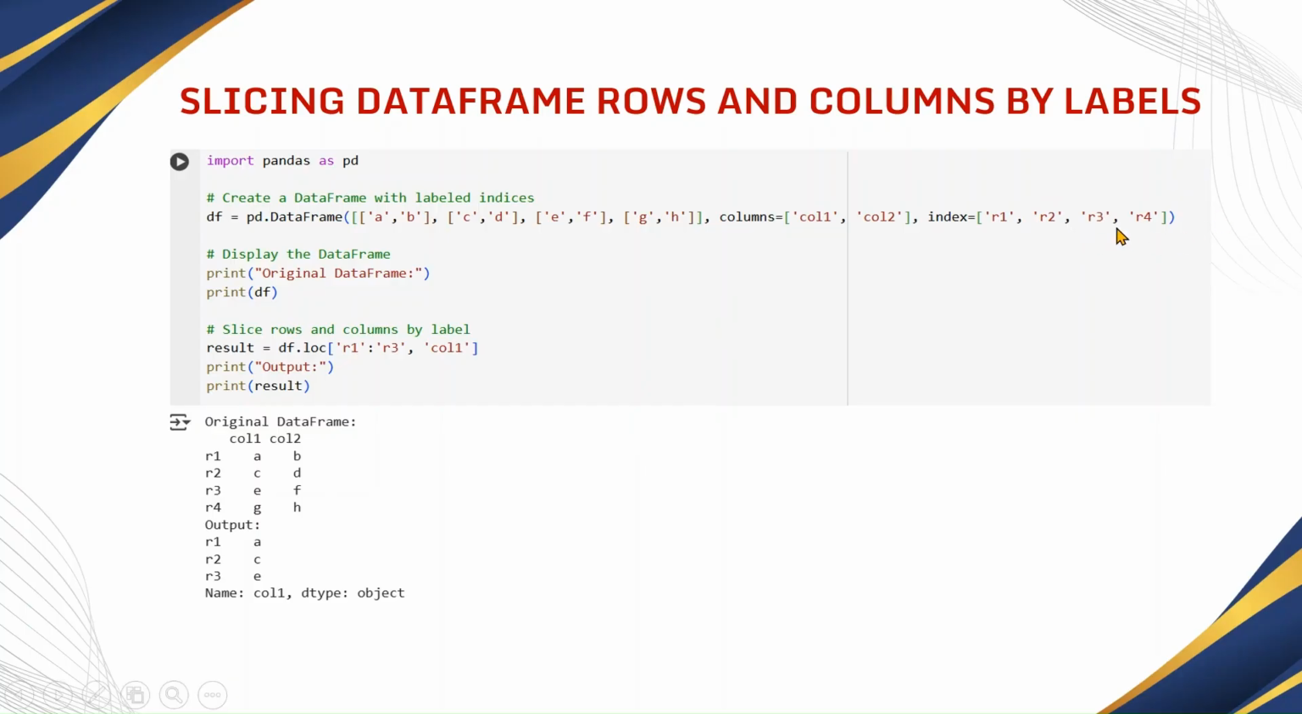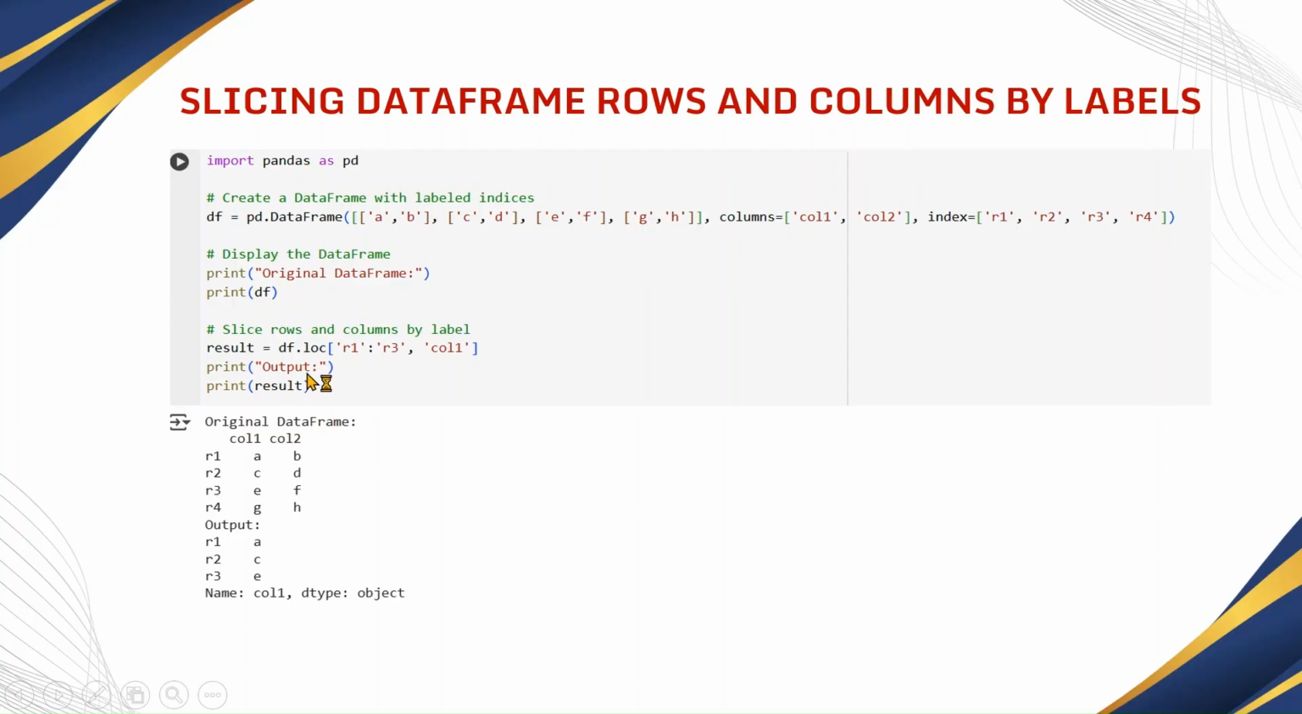Now R1, R2, R3 and R4 are row labels. col1 and col2 are the column labels. When you print the original data frame, instead of 0, 1, 2, 3 from the previous slide, here you get R1, R2, R3 and R4. And obviously this is the first row A B, second row C D, third row E F, fourth row G H.